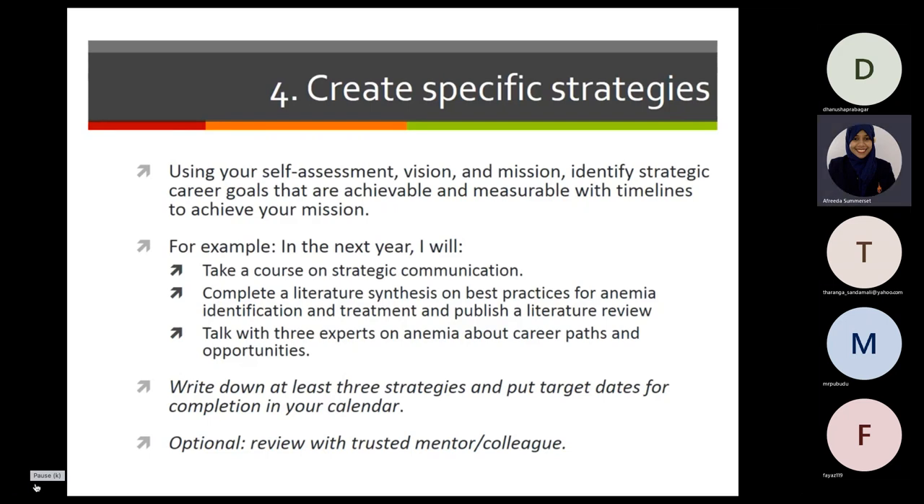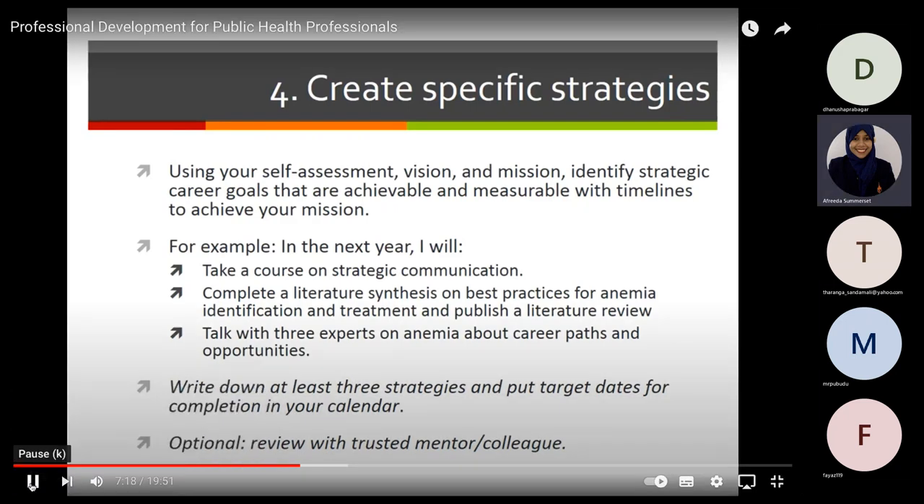Step one is, by the end of this month, I will have identified my research questions and read up on how to conduct a literature synthesis. And then maybe by the end of next month, I will review this with a mentor and with a librarian and set up my search strategy. And then, okay, so in summary, what they are trying to say here is creating a specific strategy.